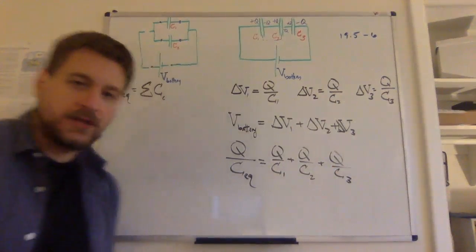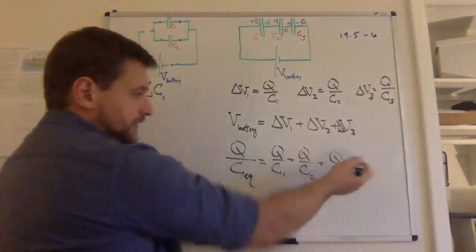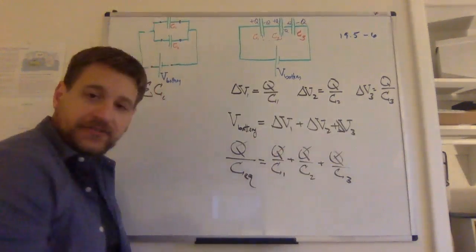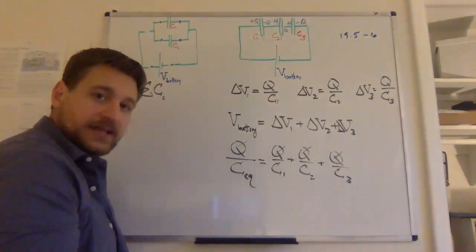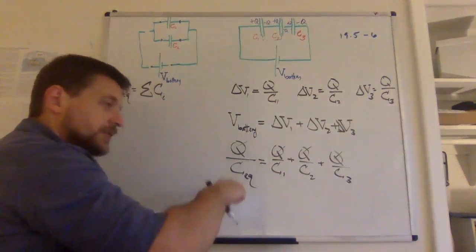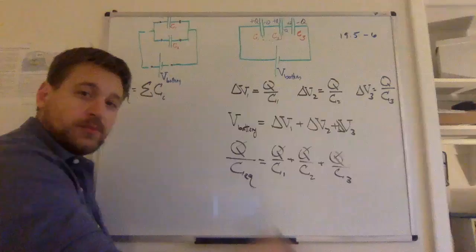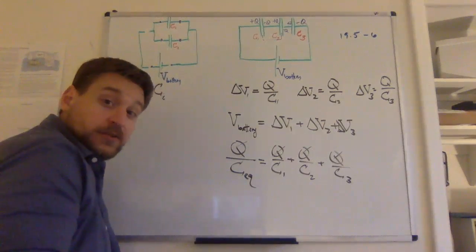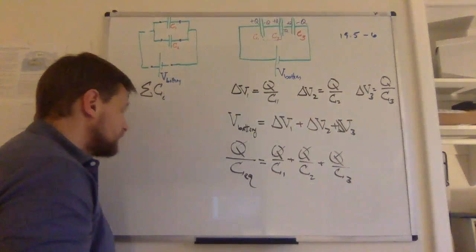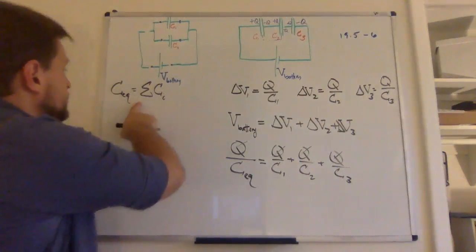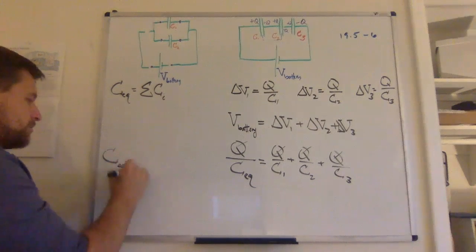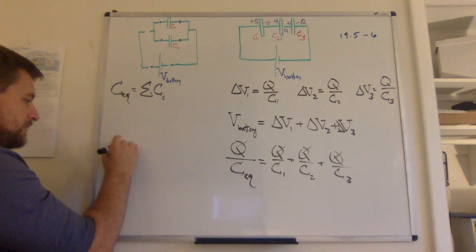And yep, you got it. We cancel the Q everywhere. We've got the same reciprocal relationship for capacitors in series that we did for resistors in parallel. It's pretty cool. So this is for series. For parallel, the equivalent capacitance in parallel.